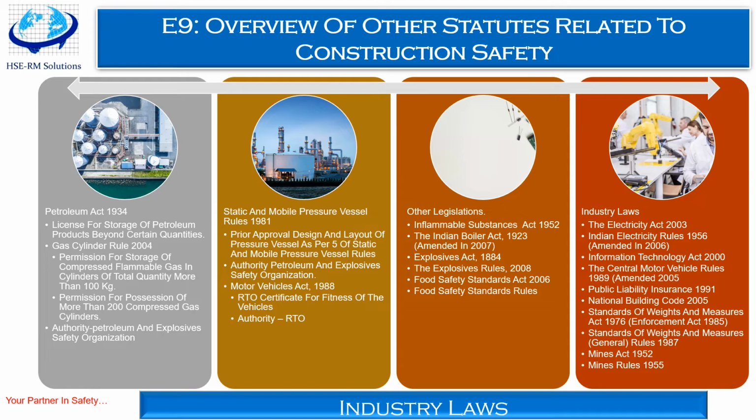So all these rules primarily focus on the different sets of authorities associated with them. Primarily for a construction site, what we are discussing here is that you have explosive safety organization, you have RTO, and then you also have the pollution control board under your authority. But that doesn't come under industrial law. That comes under environmental law. So let us see what details are required in environment.